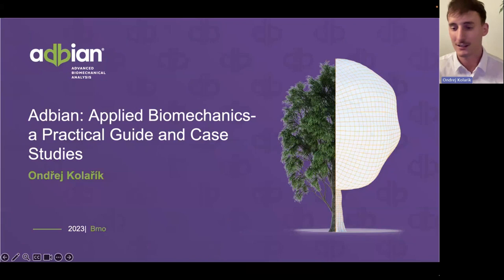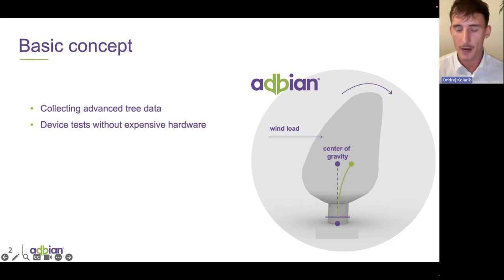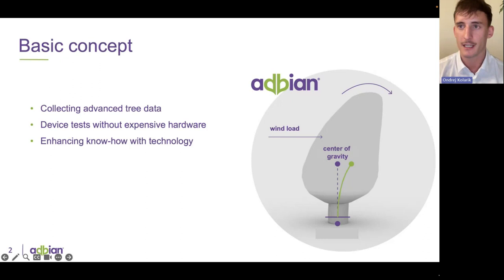The basic concept of Adbian is that we are building a tool to collect advanced tree data. We want to build something that enables you to collect the data even without expensive hardware, which is often a limitation of why arborists cannot get new technologies that could help them analyze the trees. So we are basing it mostly on a mobile device, and we are trying to enhance arboriculture knowledge with technology, because I think it's unfortunately unrealistic for each tree consultant to know as much, for example, as Gerard does about tree biomechanics and other topics. So we are trying to pack it in one app that will help you assess all that is necessary.